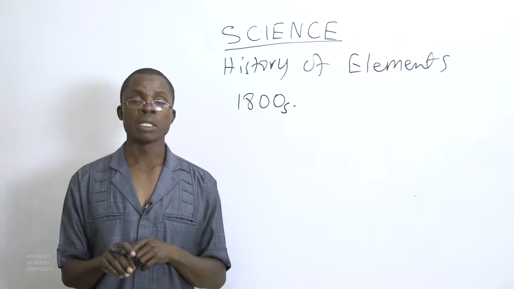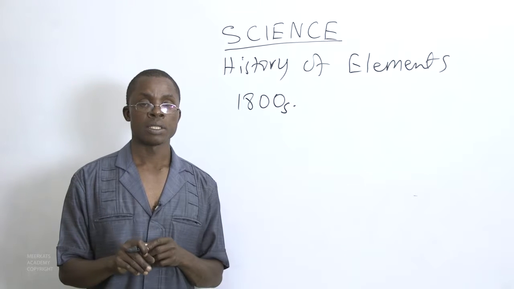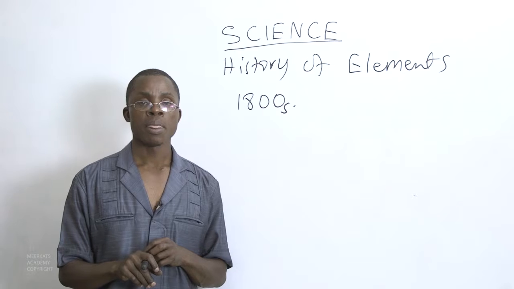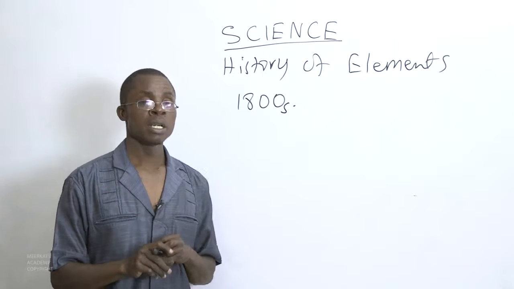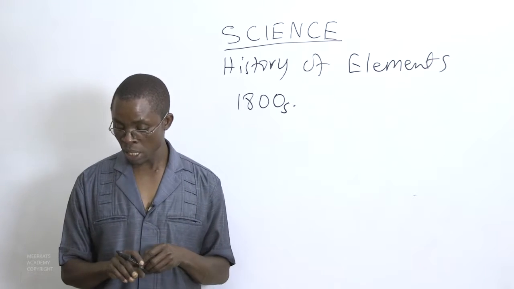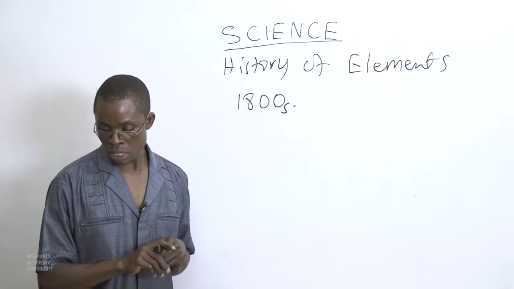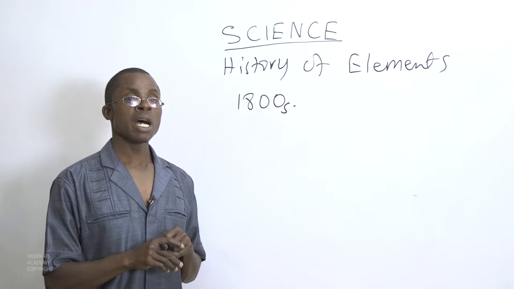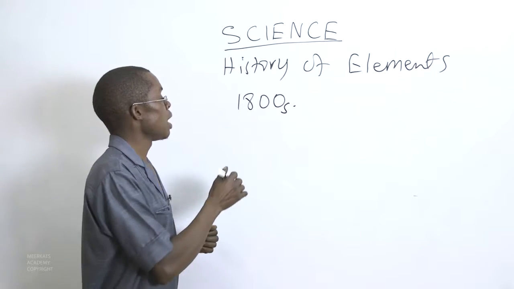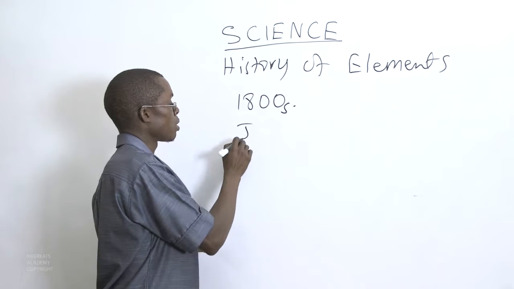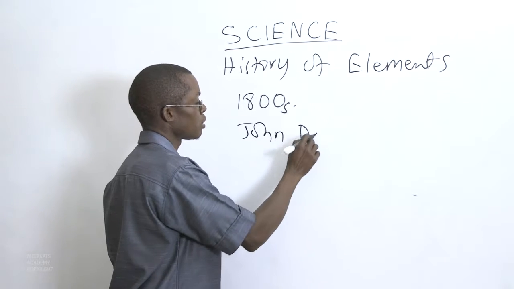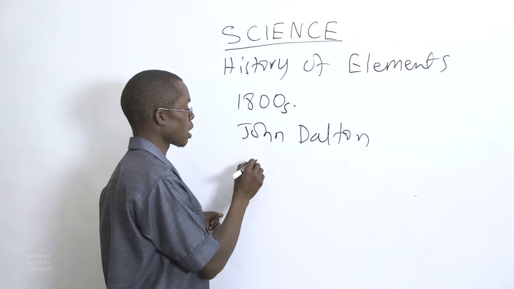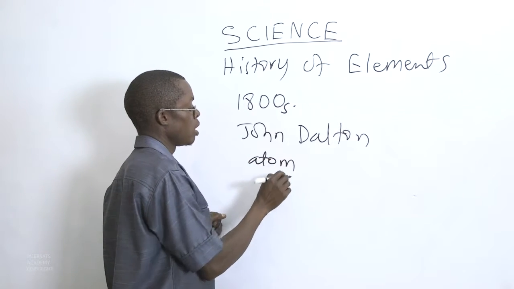This time, at least, a lot was done. A lot was done on atoms, and it was mainly done by one of these scientists by the name John Dalton. John Dalton came up with another way of describing an atom. So we are talking about John Dalton, who came up with another way of describing an atom.